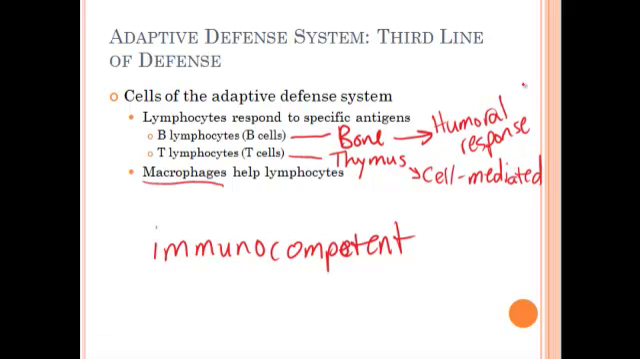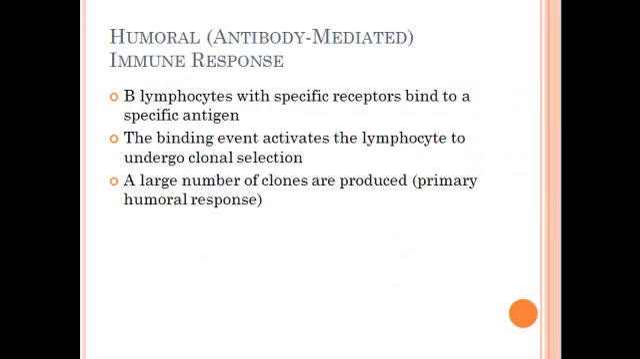What we're going to do now is we're going to look first at the humoral response, what's happening there. Then we'll look at the cell-mediated response, and we'll talk a little bit about antibodies in this process as well. So first of all, the B lymphocytes.